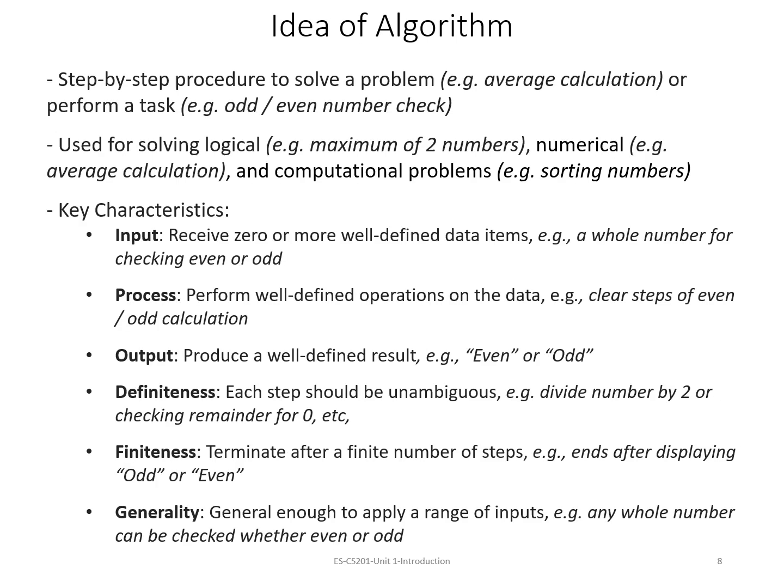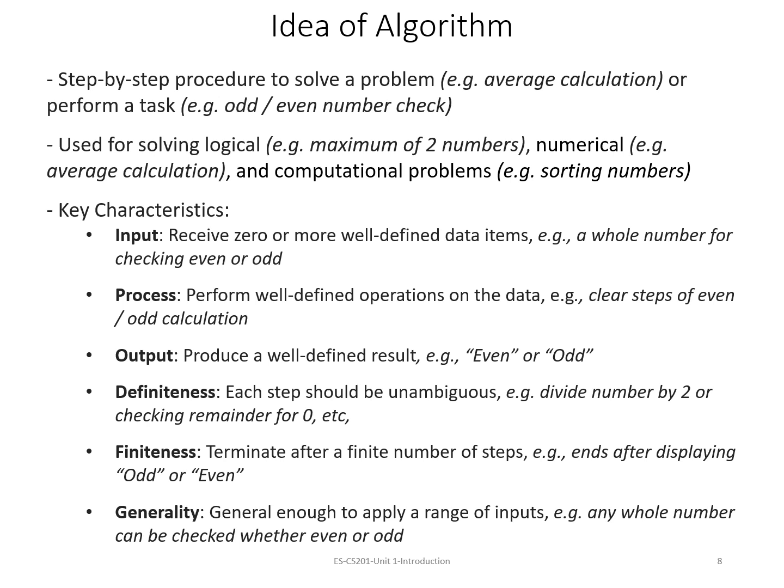An algorithm is a step-by-step procedure to solve a problem, for example, an average calculation for a few numbers, or perform a task, for example, check whether a number is odd or even. It is used for logical problems, for example, calculating the maximum of two numbers, numerical problems, for example, an average calculation, and computational problems, for example, sorting a few numbers.